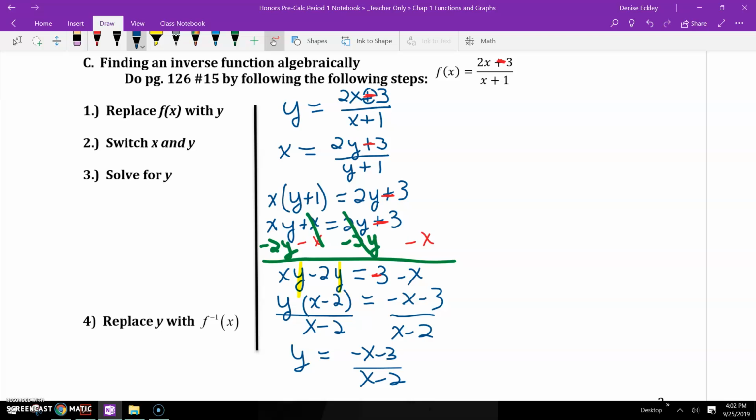Now I'm ready for step 4, which says to replace y with the notation for the inverse. So my final answer will be the inverse function is going to equal (negative x minus 3) over (x minus 2).